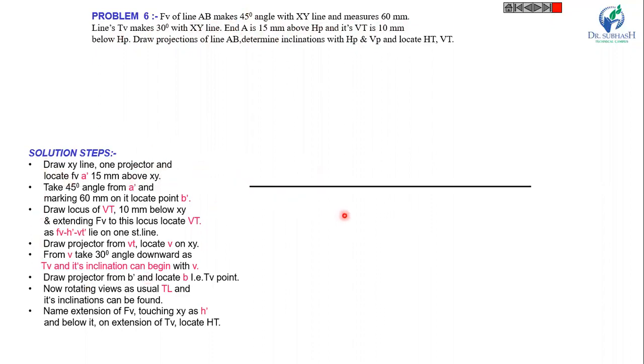First of all, draw the XY line and one projector, and locate the front view A dash 15 mm above the XY line. Now take a 45-degree angle from A dash, that is, the inclination of the front view at 45 degrees, and locate the point B dash at a distance of 60 mm from A dash.